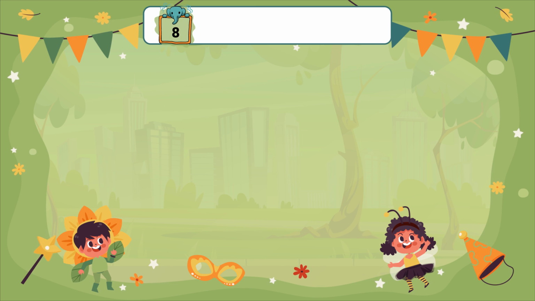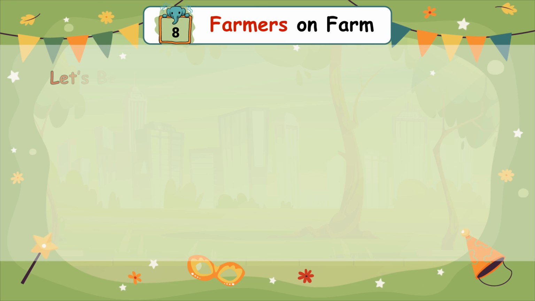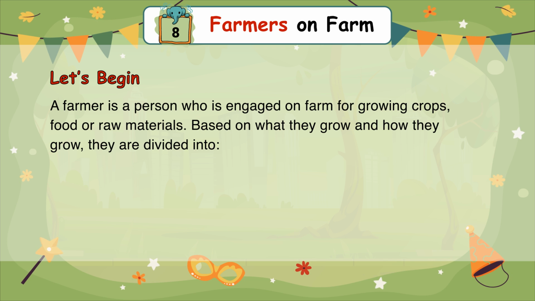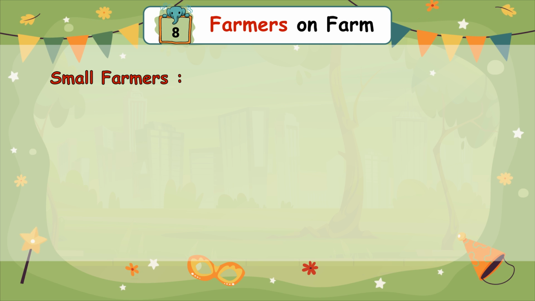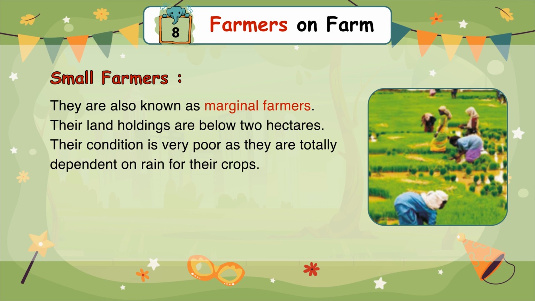Chapter 8: Farmers on Farm. Let's begin. A farmer is a person who is engaged on a farm for growing crops, food, or raw materials. Based on what they grow and how they grow, they are divided into small farmers. They are also known as marginal farmers. Their land holdings are below 2 hectares. Their condition is very poor as they are totally dependent on rain for their crops.